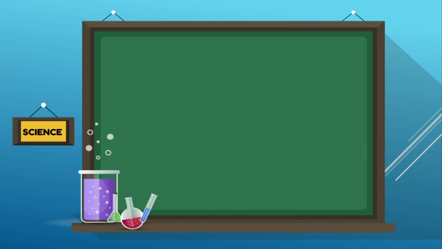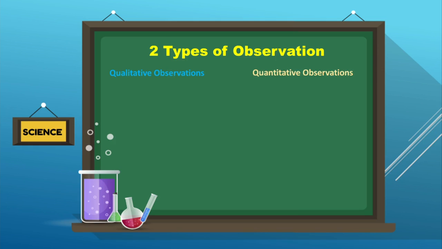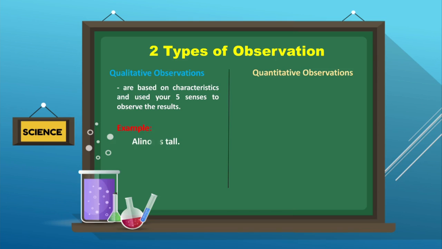Now we have 2 types of observation. The first one is qualitative observations, and the second one is quantitative observations. Qualitative observations are based on characteristics and use your 5 senses to observe the results. For example, Alinor is tall. In this case, we are only describing the height of Alinor without measurement.